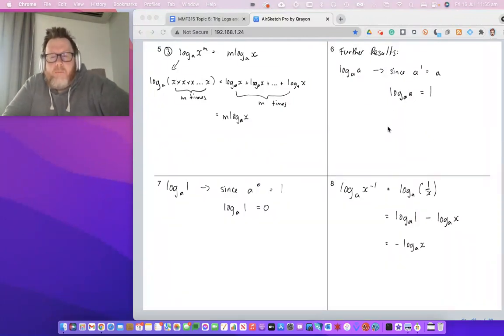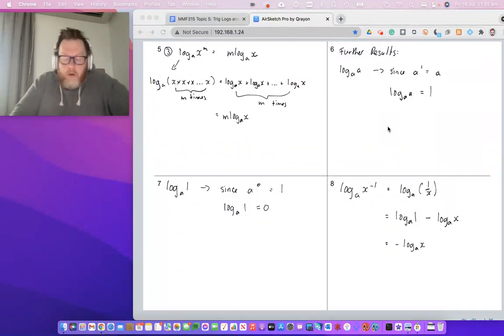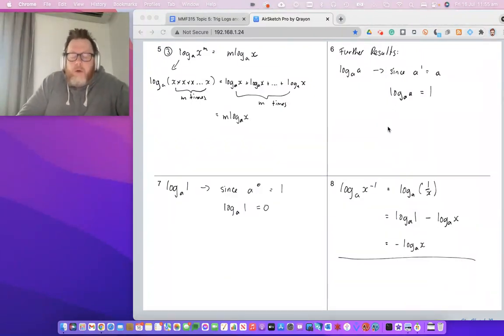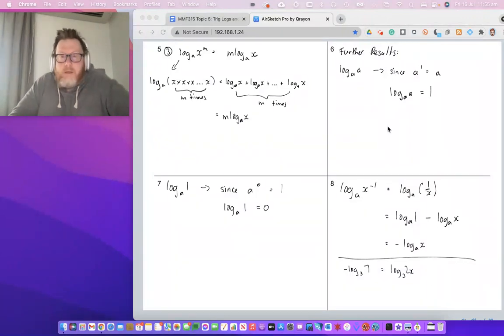It means that if you've got negative log base a of x, it can be written as a positive log by making the power negative. So I'm just doing this off the top of my head, so I'm hoping this will work. But if you've got something like negative log base 3 of 7 equals log base 3 of 2x, and you were asked to solve that, you can't solve it directly or very easily in the format that it's in there.